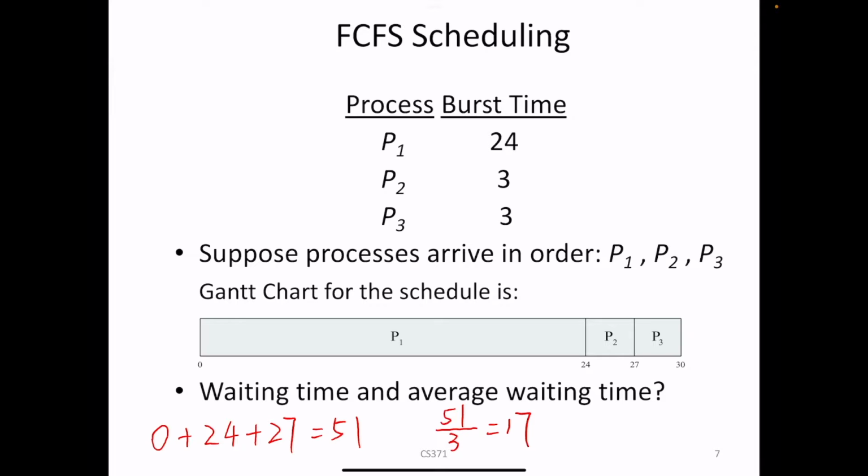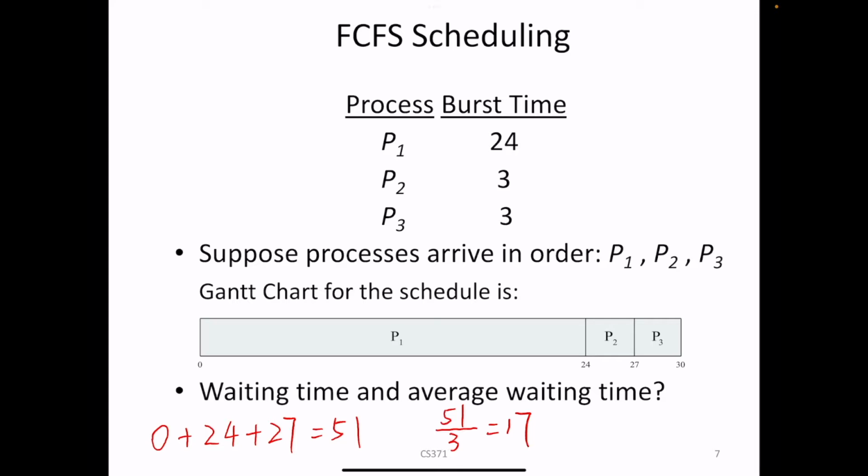In this example, we have three processes, which are P1, P2, and P3, and their CPU burst times are 24, 3, 3 respectively. We suppose the processes arrive in order P1, P2, P3. Then let's see how FCFS scheduling can schedule these processes.